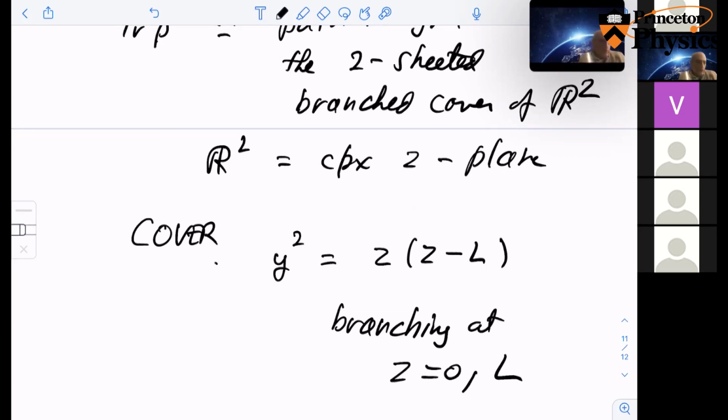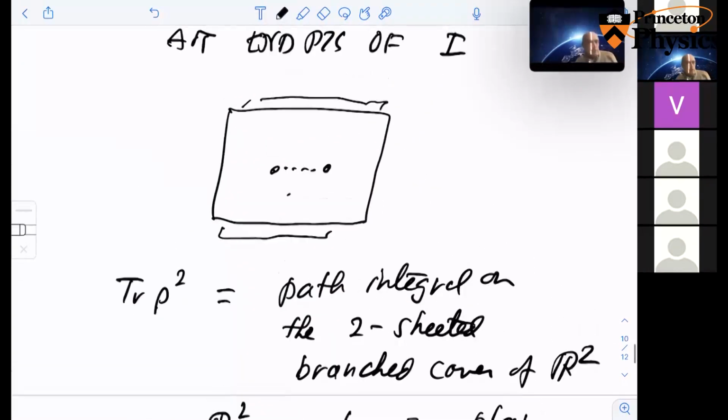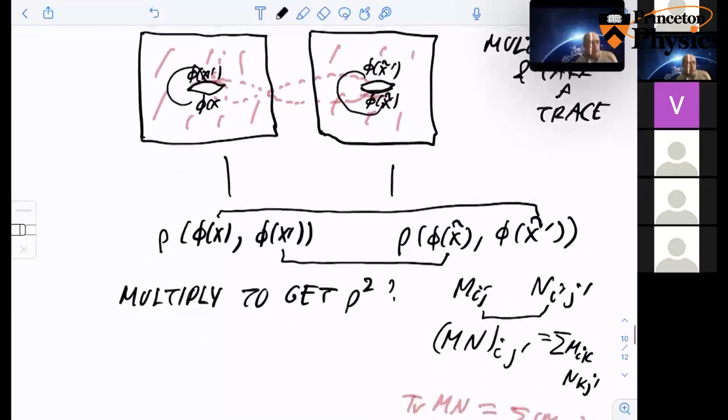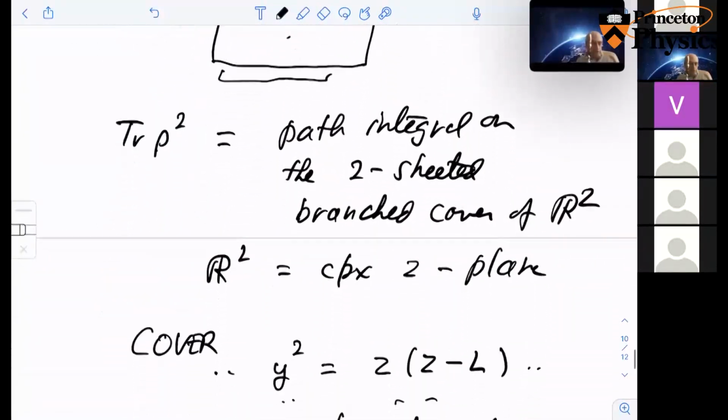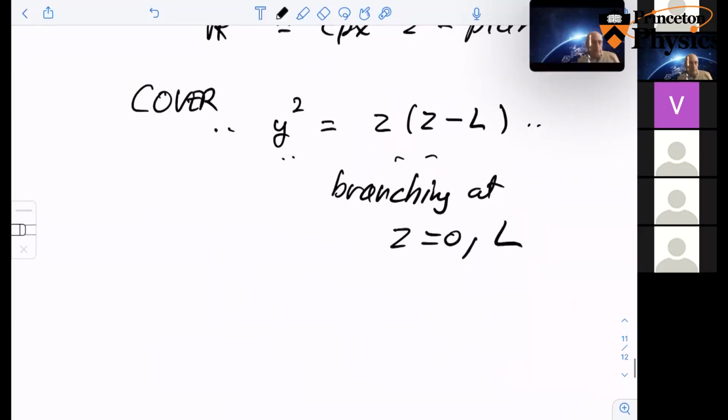And then this simple equation has two values of y for each value of z, so it describes a double cover of the z-plane. Generically, there are two distinct values of y. They become equal at z equals 0 and L, where we have branching. This Riemann surface is a two-sheeted cover of the z-plane with branching at the two endpoints. So what we're supposed to have learned from this analysis is that trace rho squared is a path integral on a double cover of the plane.